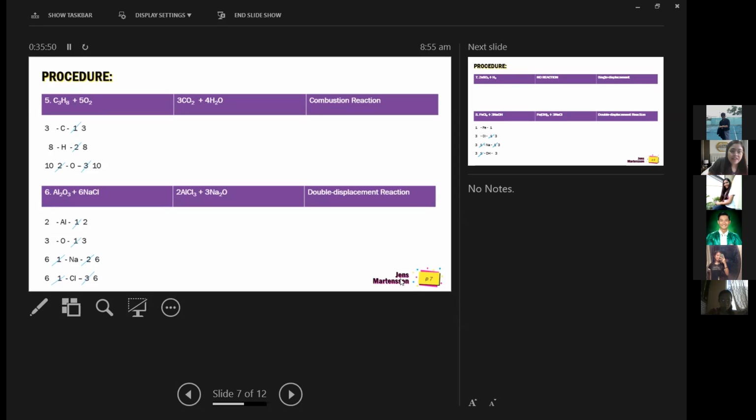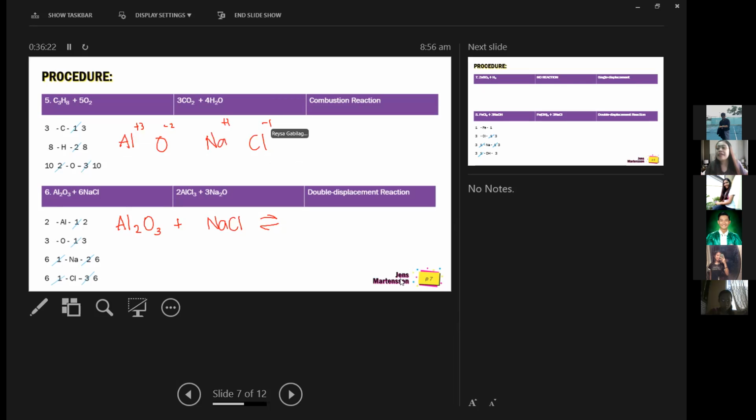So we will have here the exchange partner. So what are the given? Aluminum oxide plus your sodium chloride. Exchange partners sila class. And how are you going to do the exchange partners? You have to determine first the charges nila. Aluminum is positive 3, oxygen is negative 2, sodium is positive 1, chloride is negative 1.